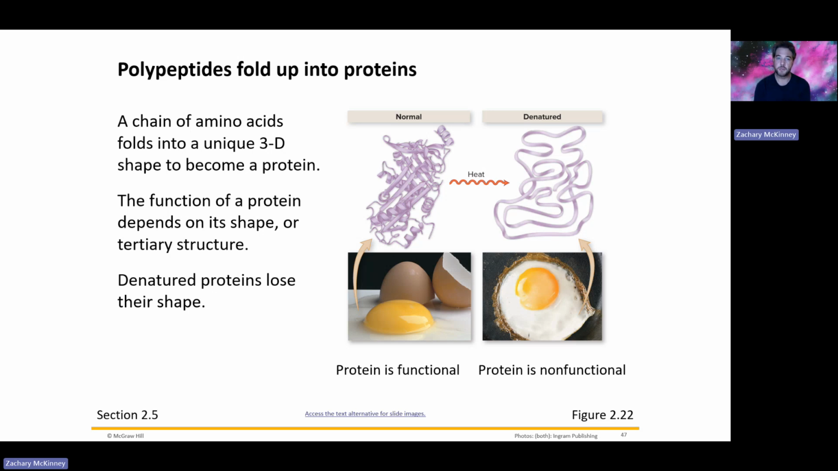Boil water advisories. Whenever you have to go through a boil water advisory because the water supply has been contaminated, you have to boil your water for a certain period of time to actually kill any pathogens. And it's because you're denaturing those proteins. It causes the proteins to lose their shape, and once they don't have their shape, they're no longer functional.